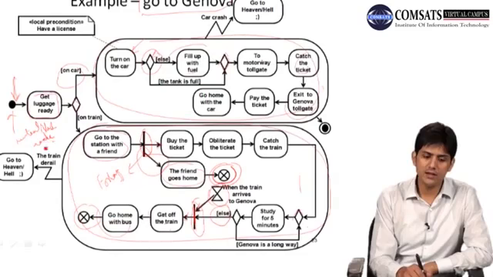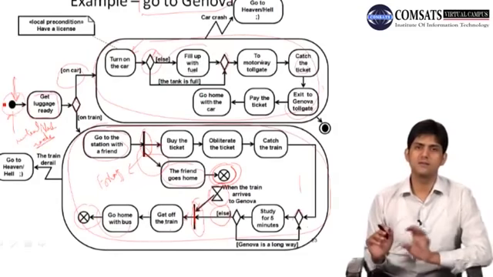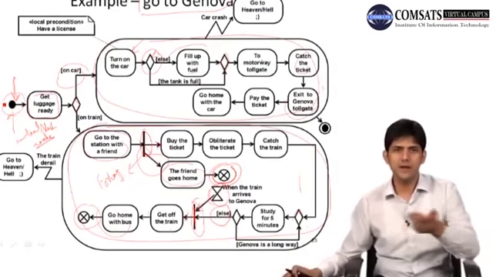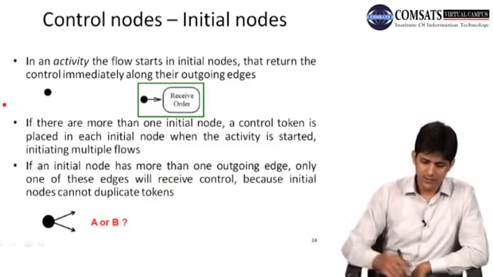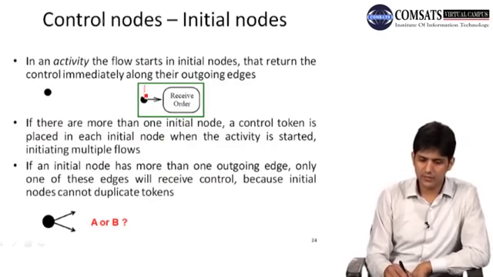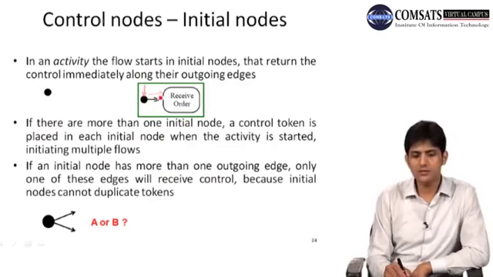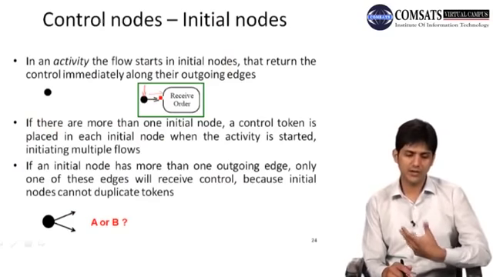Control node इसे क्यों कह रहे हैं? क्योंकि ये control सिर्फ पास करती है, ठीक है. It is passing the control to the outgoing edges. Okay. So, इस केस के अंदर what this would do, this will just pass the control to this receive order action or receive order activity.